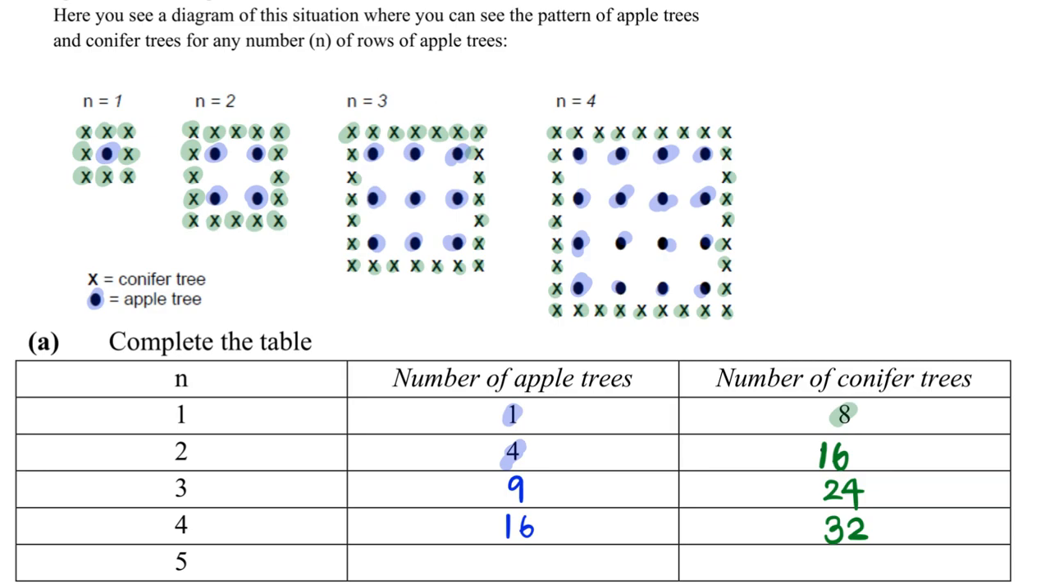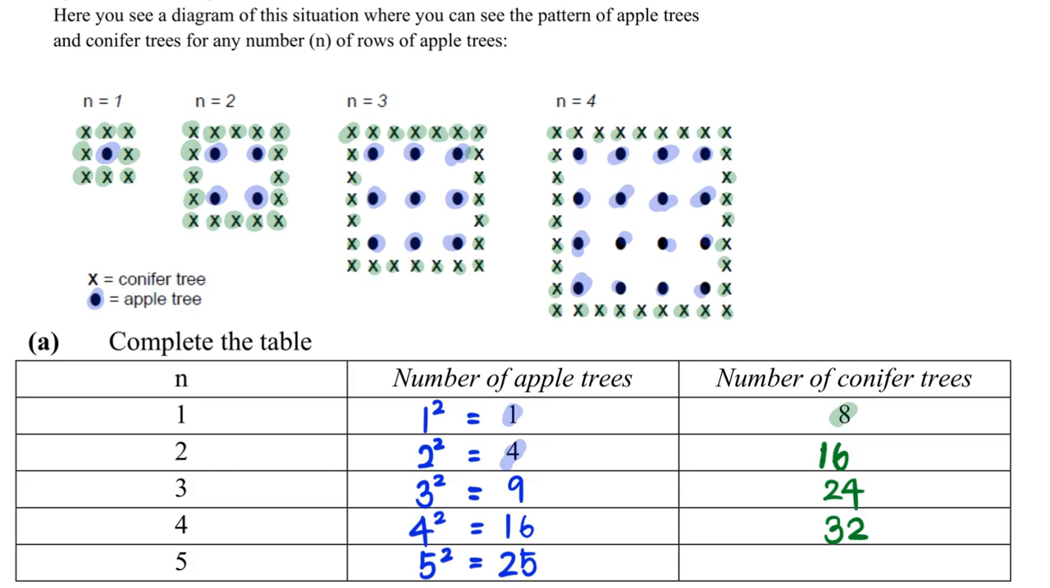I hope you can see the pattern now. If n equals 1, 1 square equals 1, because it is a square. If n equals 2, 2 square equals 4 apple trees. 3 square, 9 apple trees. 4 square, 16 apple trees. So you can actually see that it is 5 square, 25 apple trees. And as we move on to the number of conifer trees, I see a pattern.